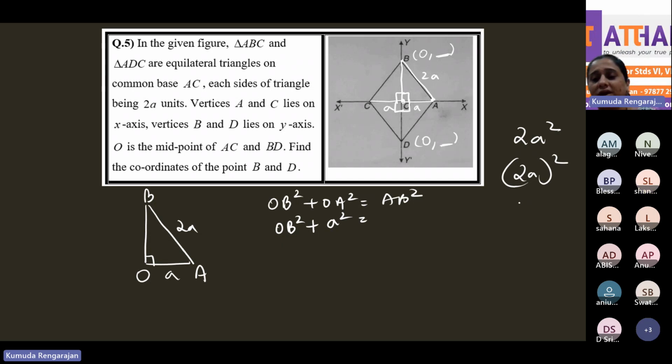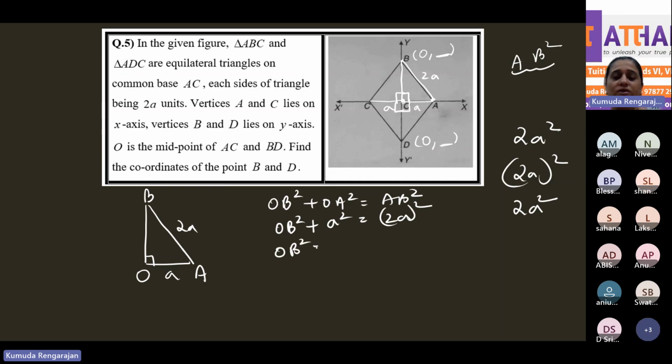Because what is AB? AB is 2A. See, AB is one thing. It's not A, B square. AB is one thing. Now 2A is two different things. It is 2 into A. So if you write 2A square, you're wrong. AB square, AB is 2A. You should square this.